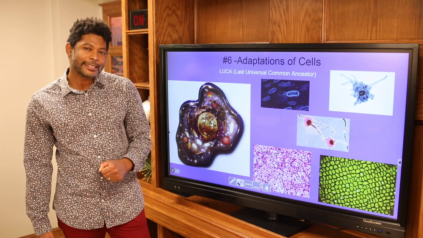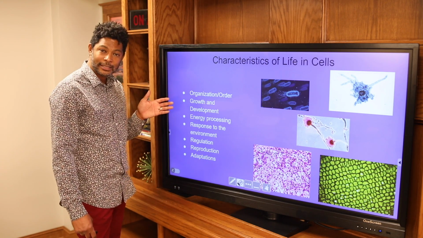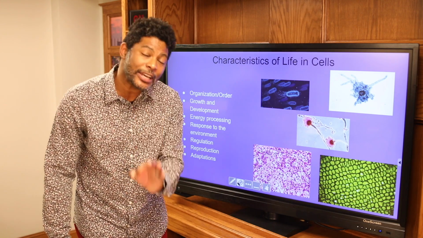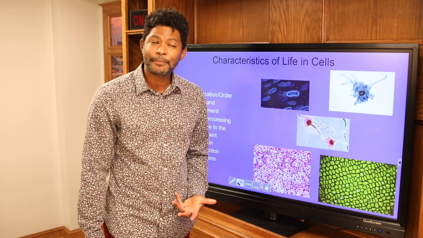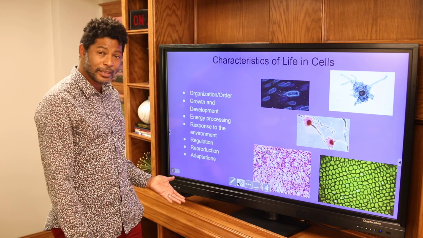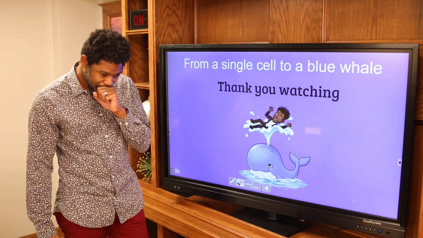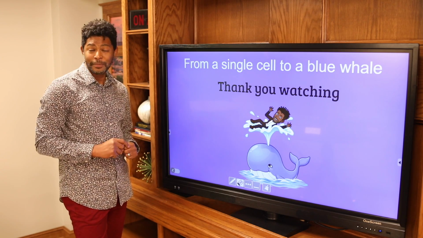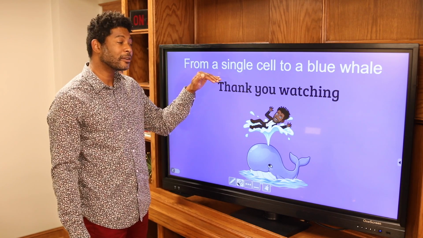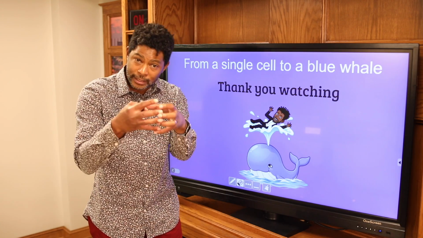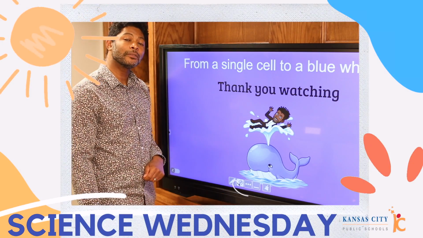So what you find is that cells go through all of these processes, which is why a cell is considered to be the smallest unit of life. Because things like viruses, they don't go through all of this, which is why a virus isn't alive. Now, the next time we meet, we're going to be talking specifically about how a single cell goes from being one single cell organism to a multi-cell organism like a blue whale.